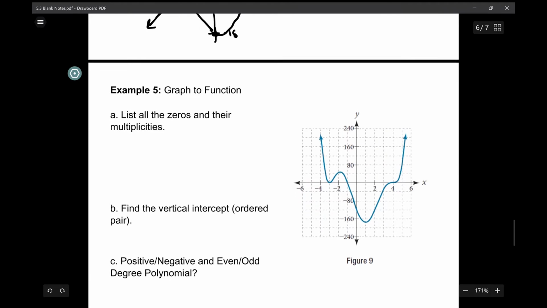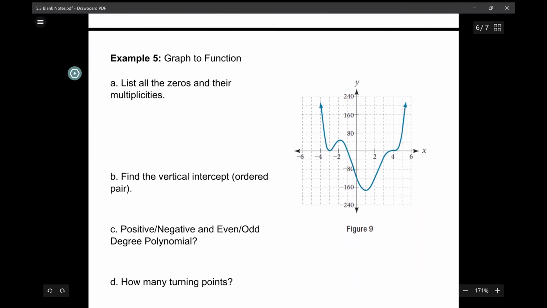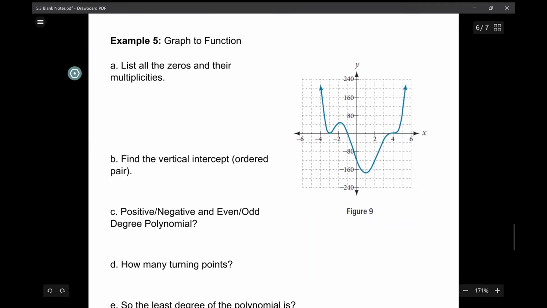All right, let's say we're given a graph instead of given the function this time. Can we still find out all this information? Up to this point, we've created the graph. Now can we look at the graph and deduce some information? I think we can. Let's give it a try. So here's my graph. Let's go ahead and see if we can figure out all the zeros.